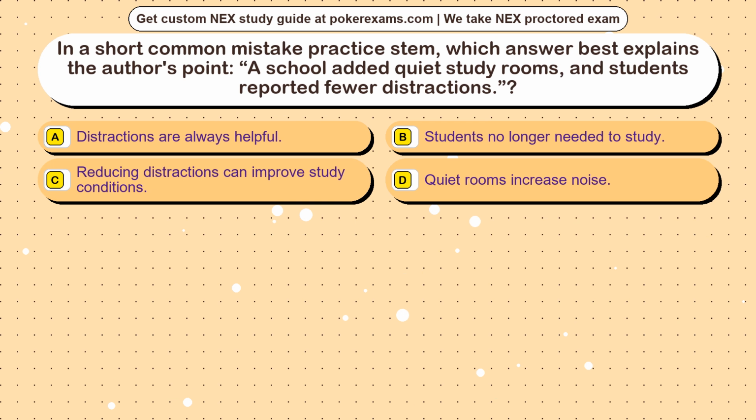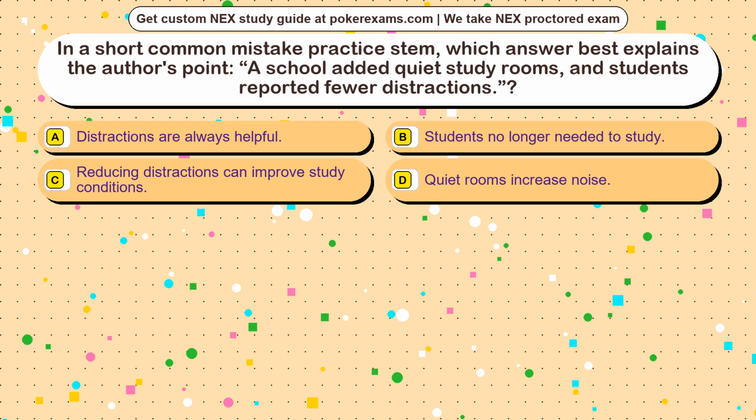Question 14. In a short common mistake practice STEM, which answer best explains the author's point? A school added quiet study rooms, and students reported fewer distractions. Option A. Distractions are always helpful. Option B. Students no longer needed to study. Option C. Reducing distractions can improve study conditions. Option D. Quiet rooms increase noise.